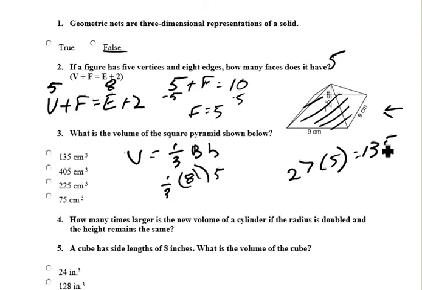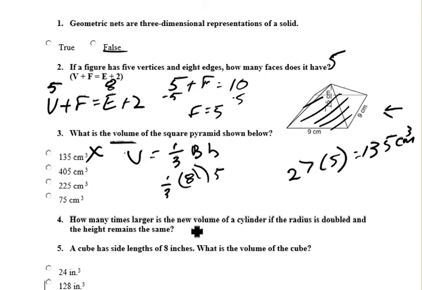Hopefully you guys use a calculator. And since it's a volume, it's cubed, and we're talking centimeters. So there's my answer. It's the first one. 135 centimeters cubed, and we're on to question 4. How many times larger is the new volume of a cylinder if the radius is doubled and the height remains the same?